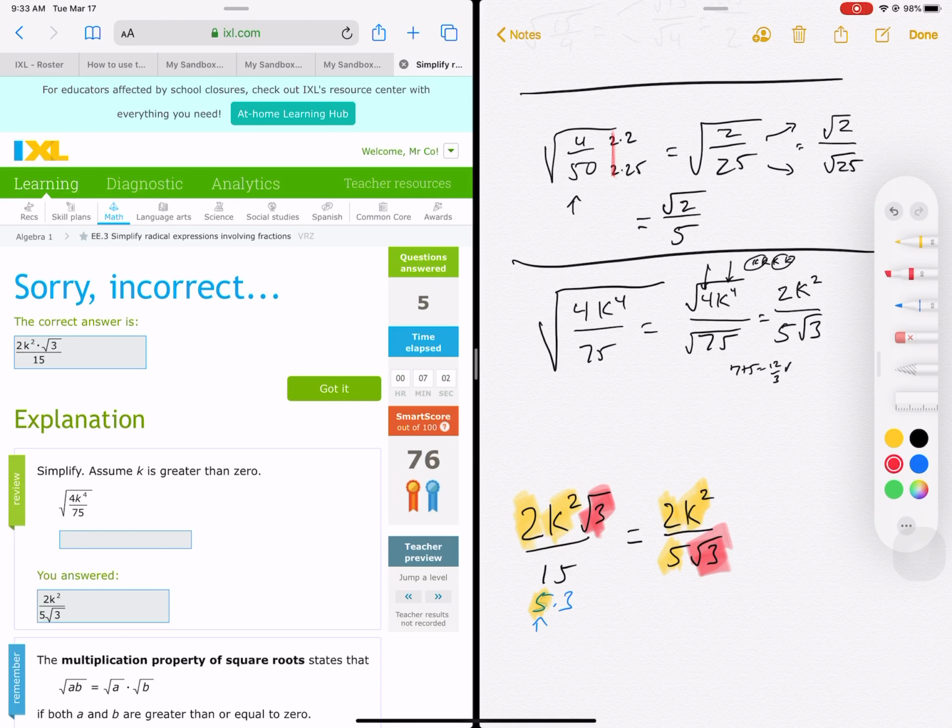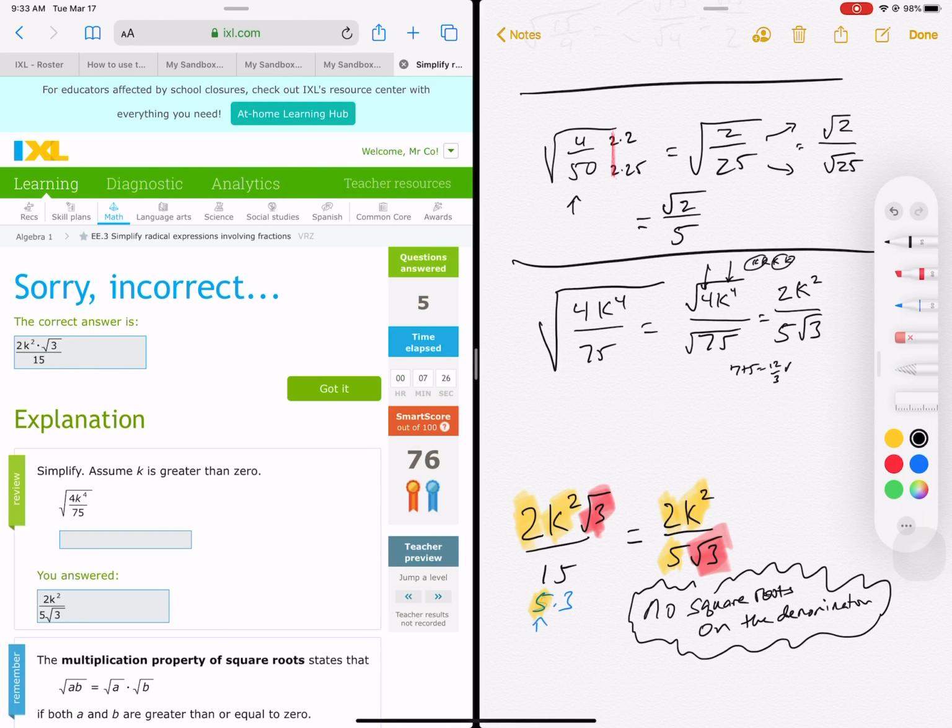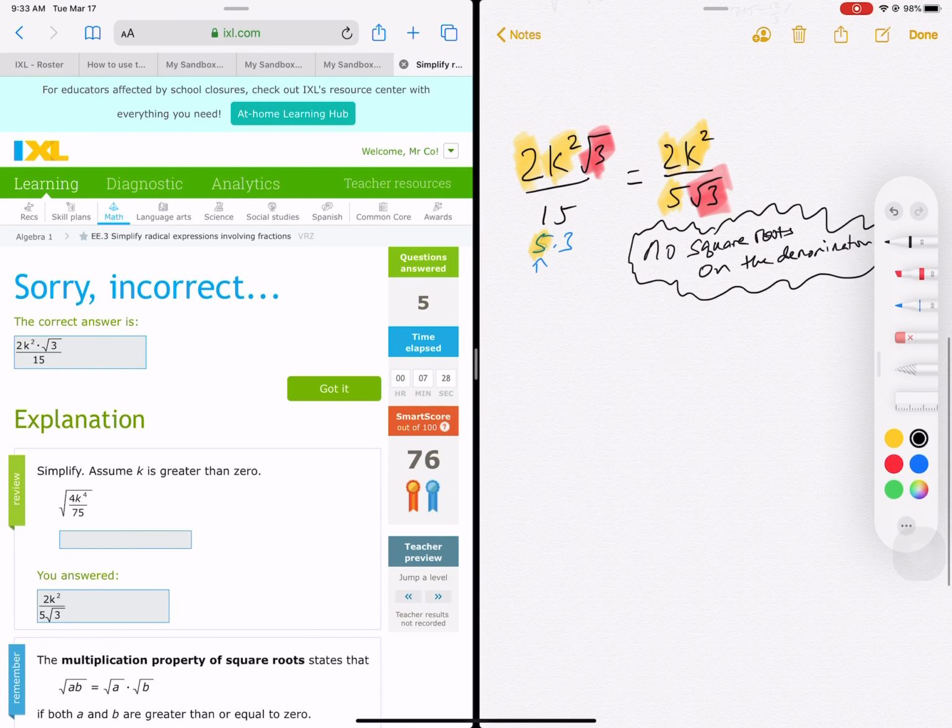So here is what you have to do when you have a square root on the denominator. No square roots on the denominator. And this is a big rule in Algebra 1 and Algebra 2. No square roots on the denominator. So how do we do that? Let's take away all the fluff and go back and write down this value.